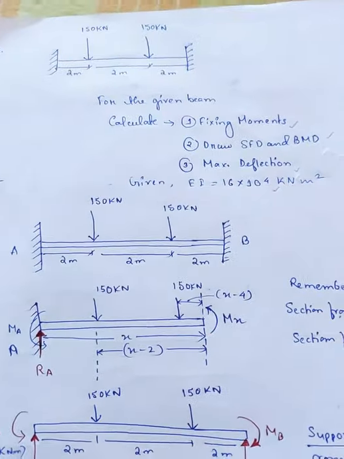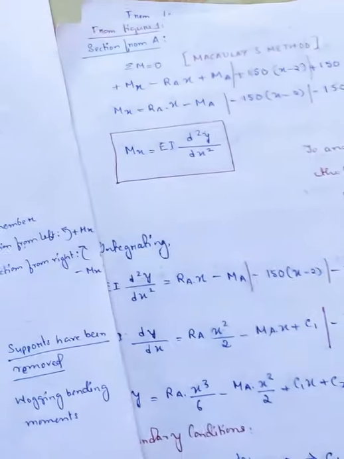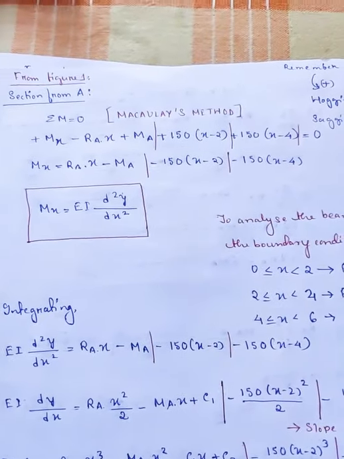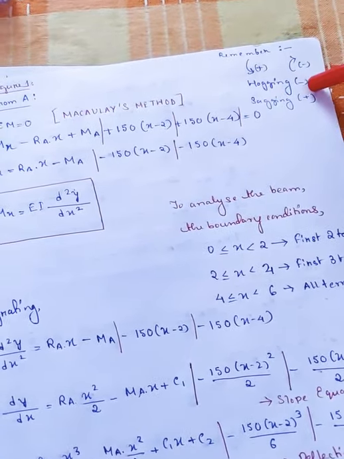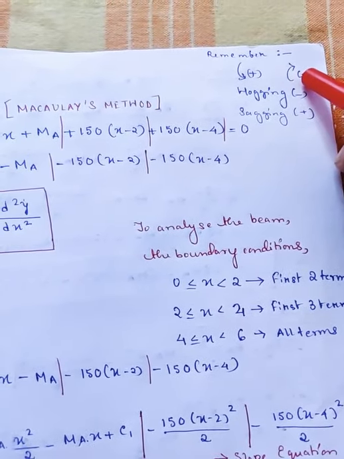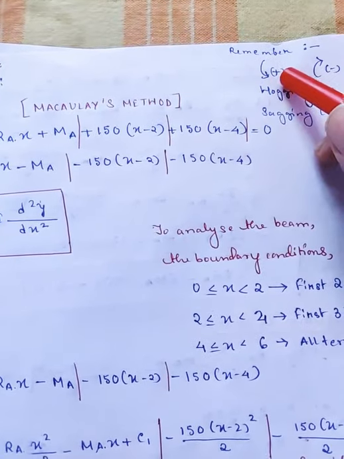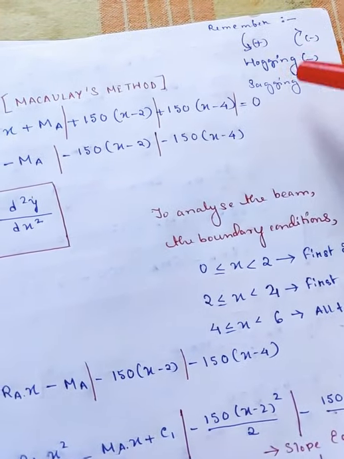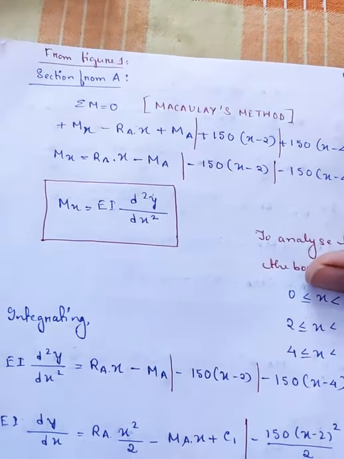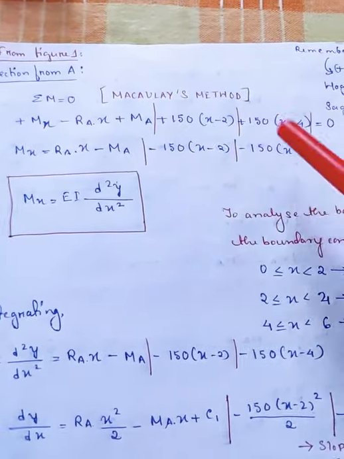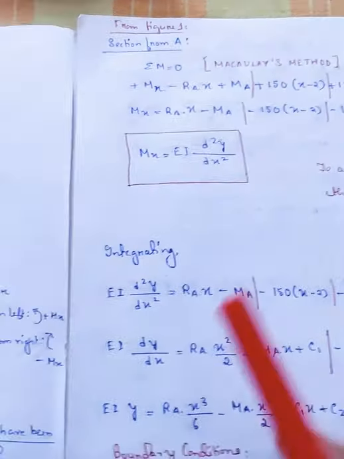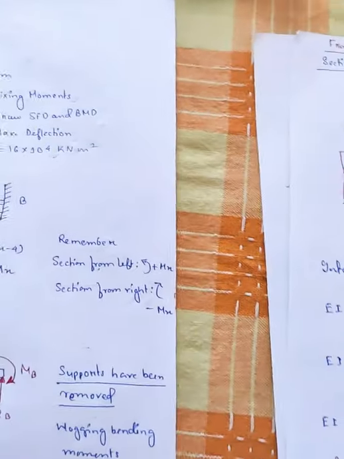Now as you can see here, we will use Macaulay's method. Always remember, hogging is always negative and sagging is positive, and clockwise moments are negative and anti-clockwise moments are positive. Remember these things, these are necessary for solving the problem. Then from section A, we will take the summation of moment equal to 0 from this method.